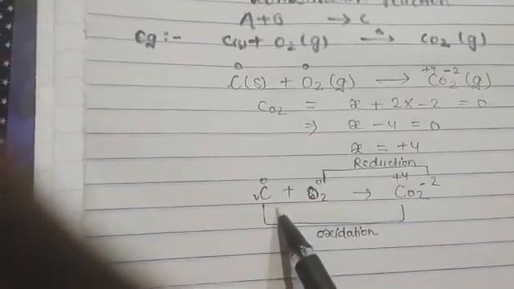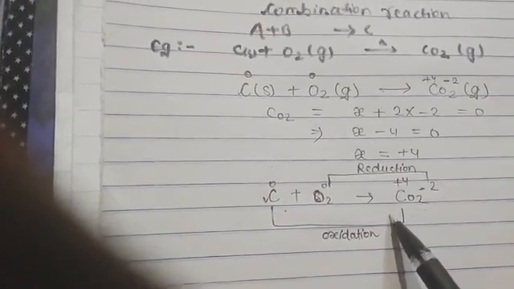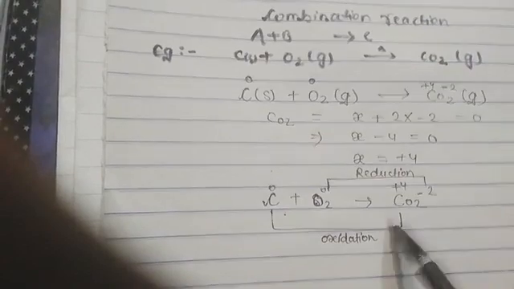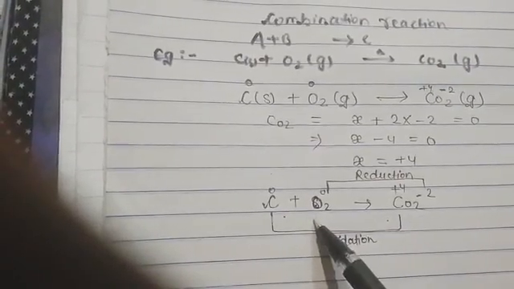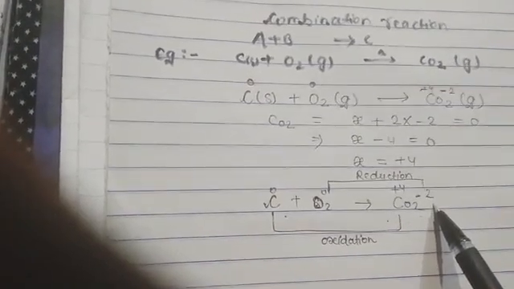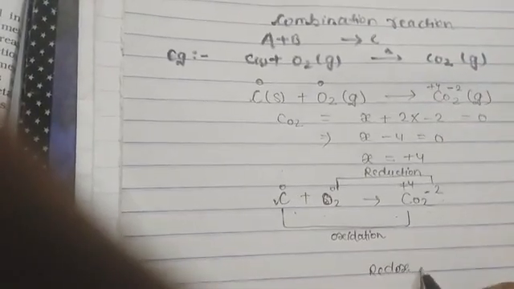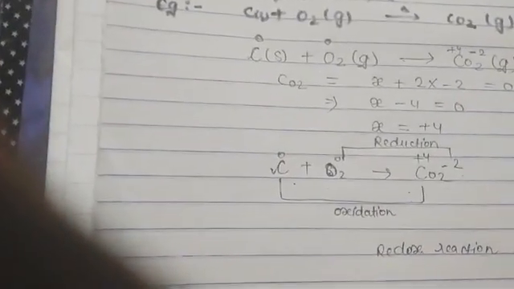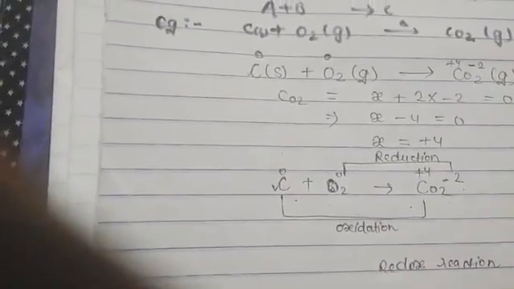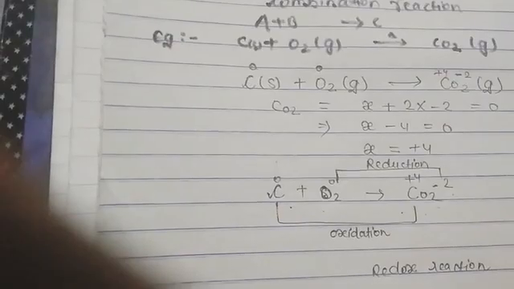Here carbon oxidation number is 0, and in the product side its oxidation number is +4. It means that it increases. And here oxidation number of oxygen is 0, and the product side oxidation number of oxygen is -2. It means that it decreases. So both oxidation and reduction takes place, so it is called redox reaction. Now we move to our next type of redox reaction, that is decomposition reaction.